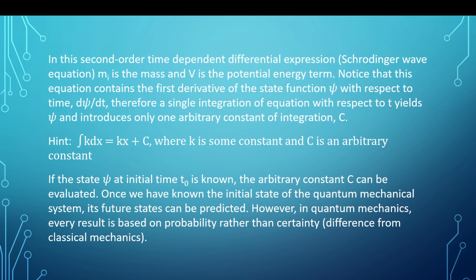If the state psi at initial time t0 is known, the arbitrary constant c can be evaluated. Once we have known the initial state of the quantum mechanical system, its future state can be predicted. However, in quantum mechanics, every result is based on probability rather than certainty. This is the major difference between quantum mechanics and classical mechanics.